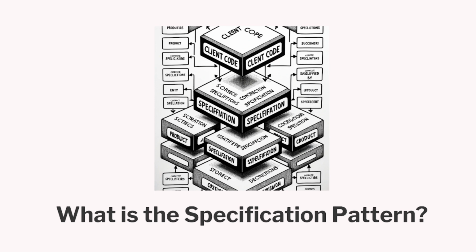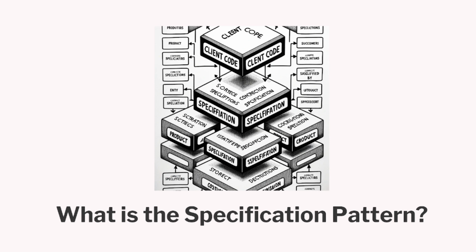In essence, a specification is an object that can answer the question, does this object meet a certain set of criteria? By encapsulating these criteria in a specification, you can make your own code more flexible and adaptable to changes in your business rules.